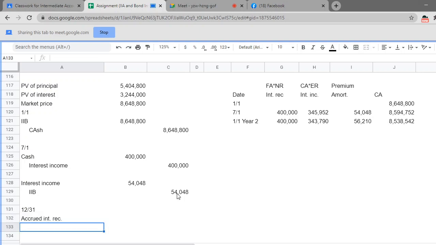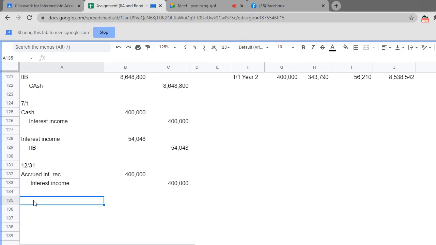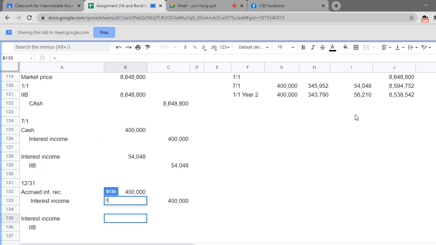Accrued interest receivable, that would be credit to interest income. And the question is how much? 6 months na natong gigunitan. I guess that would be 400,000 gihapon. Yes, that's 400,000. So our accrued interest receivable is 400,000. The next thing to do, since it's year end, we are going to amortize: interest income, debit, and then credit your investment in bonds. This time, how much? It would be this one, 5610.